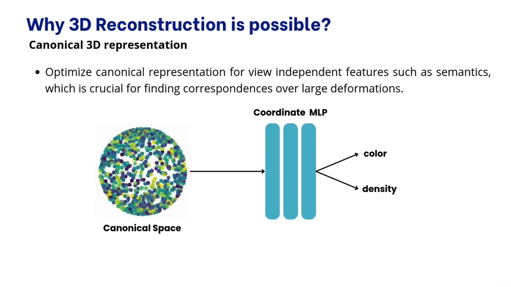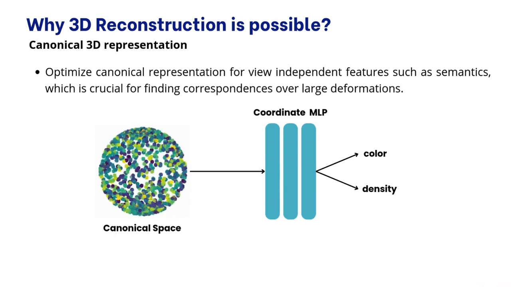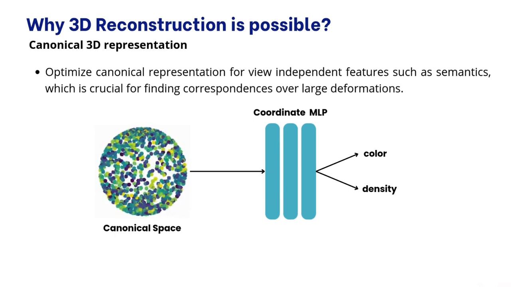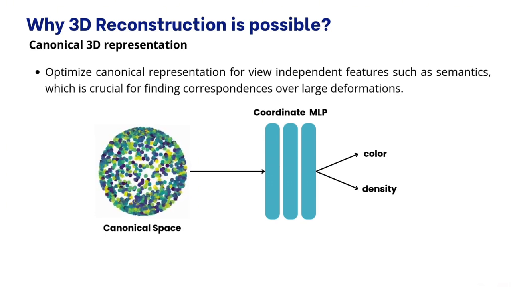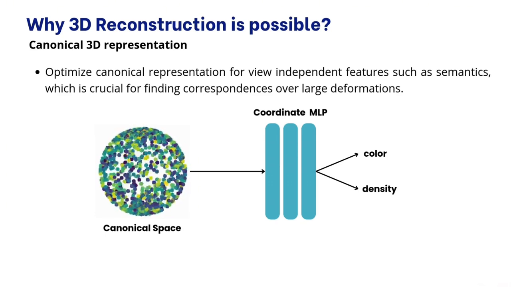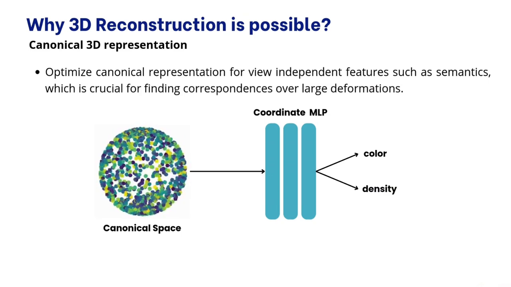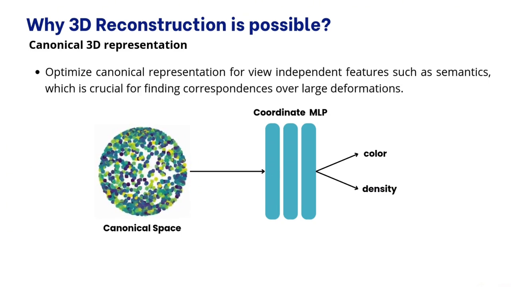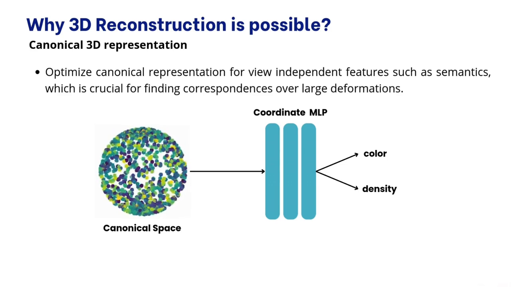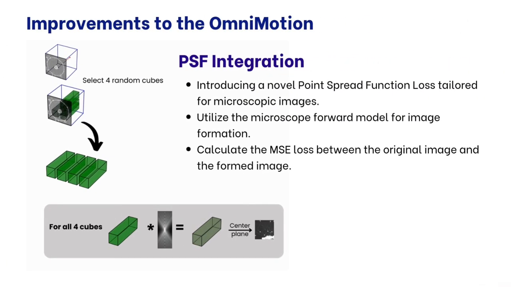For the 3D reconstruction, we have chosen an OmniMotion-based architecture with a canonical space representation. In this canonical space, it has all the pixel information. So, if one pixel's information is missed, it can be retrieved from this canonical space. We made some improvements to this OmniMotion architecture.